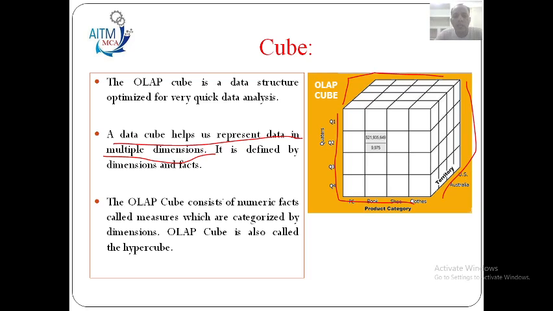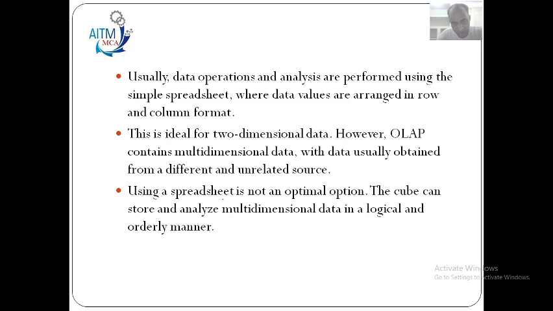So OLAP cubes consist of numeric facts called measures, which are characterized by dimensions. Now, quarter, product category, then territories or countries, or cities, whatever. The OLAP cube is also called a hypercube. OLAP cubes are also called hypercubes. Clear? Understood? Yes.